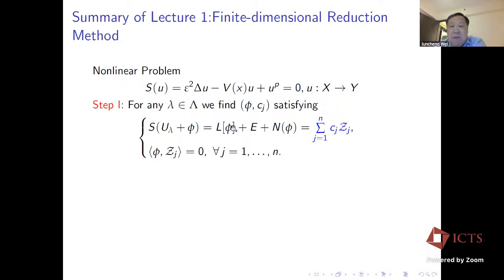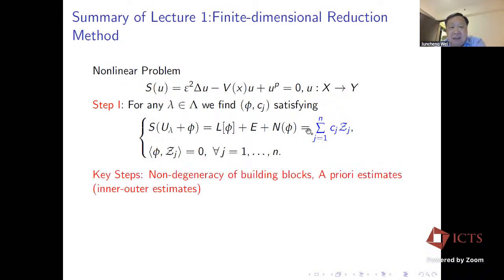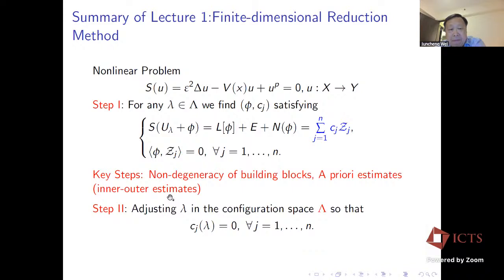First, we solve this problem up to finitely many Lagrange multipliers, and these Z_j are approximate kernels, approximate small eigenvalue eigenfunctions corresponding to L. The key steps are non-degeneracy of the building block, inner estimates, and outer estimates. In the second step, we adjust lambda in the configuration space so that the Lagrange multipliers equal 0. In this step, we use critical point theory.